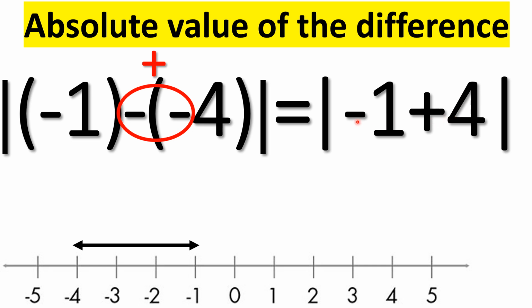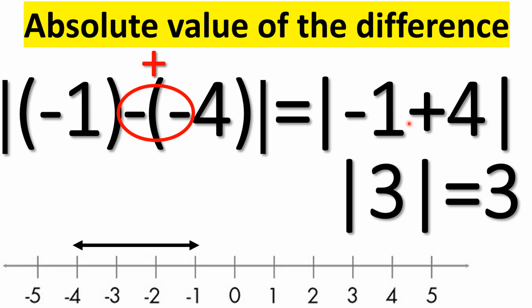Some will tell me it's easy. It's the same as 4 minus 1, which is correct. The absolute value of 3 is 3. As we can see on the number line, we have 3 numbers from -4 till -1 in between.